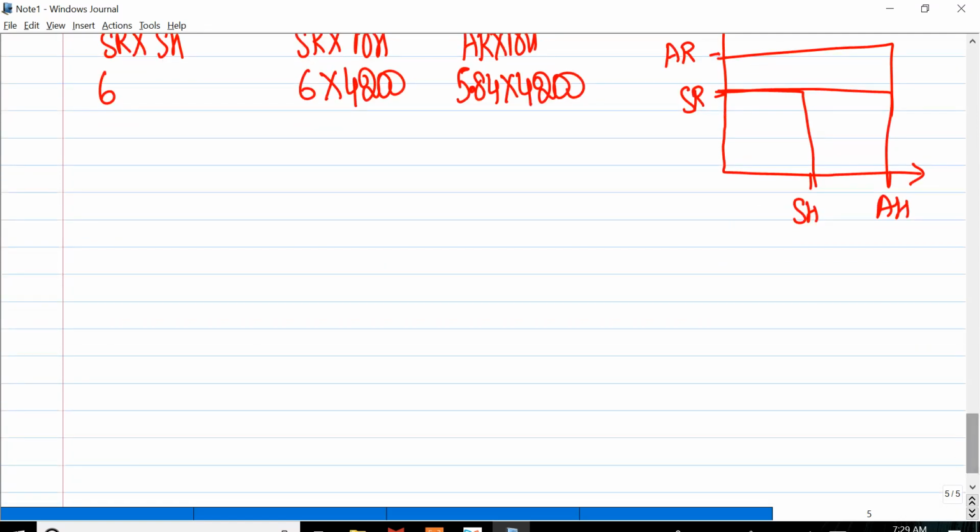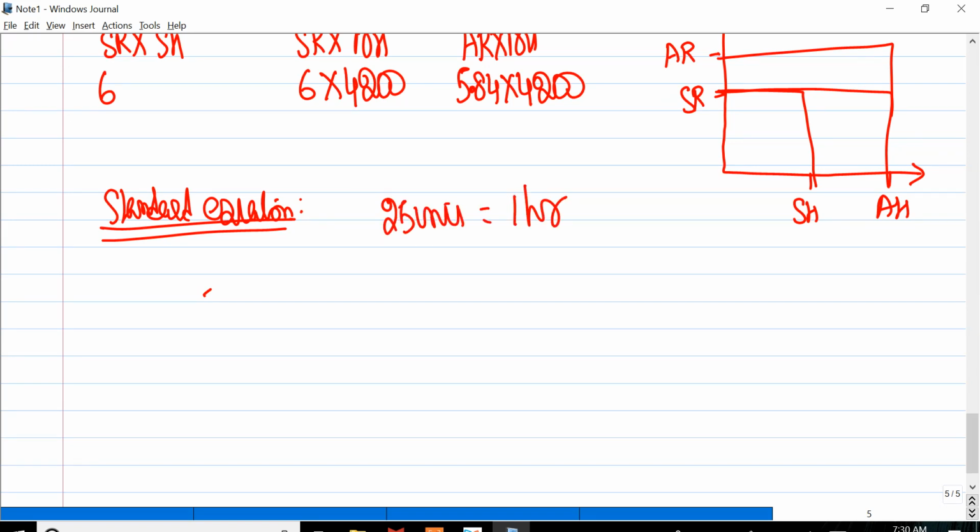Calculation of SH. I told you in the labor chapter that I'll again do this in standard costing and you will continue to struggle here as well. So there also the struggle was there. Here also you may end up again struggling with standard time. Be extremely careful. It has to be computed with the help of actual output. What is the standard equation? 25 units is equal to 1 hour.